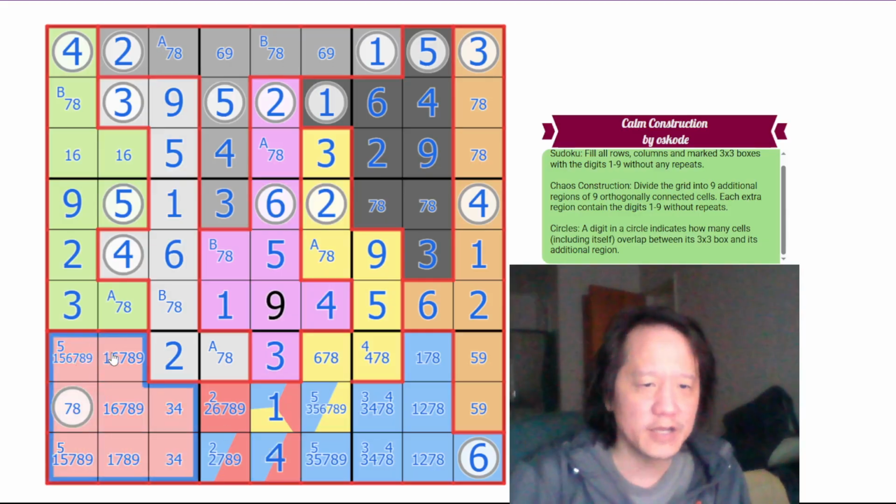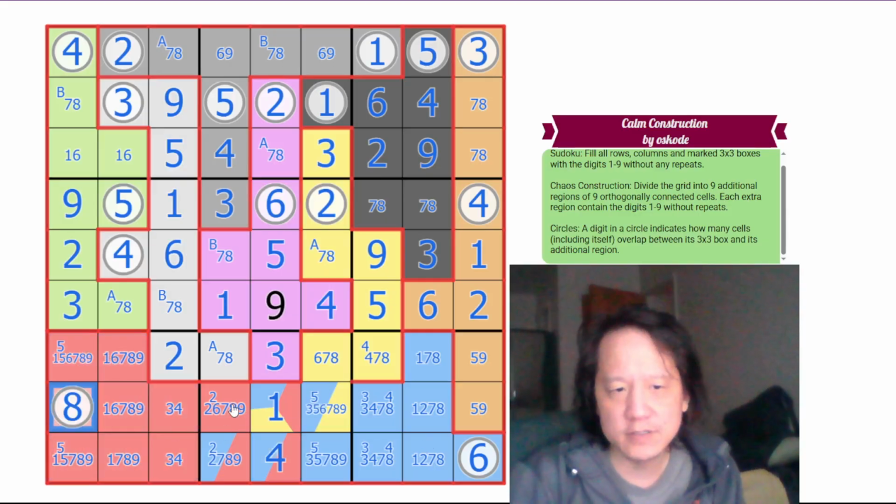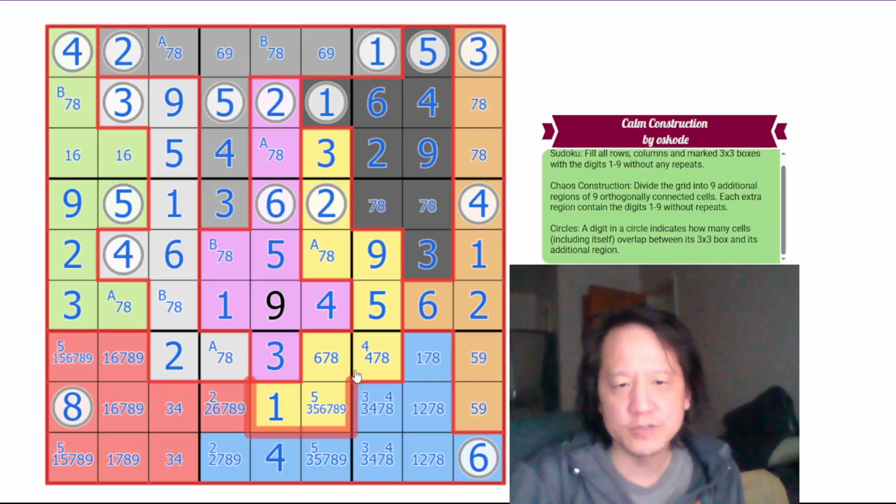The red has only 8. So therefore, this must be red. This cannot be red in any of these spots. So this must be all blue. These all have to be yellow because there's no other place for it without cutting off the blue. So then this is the region.